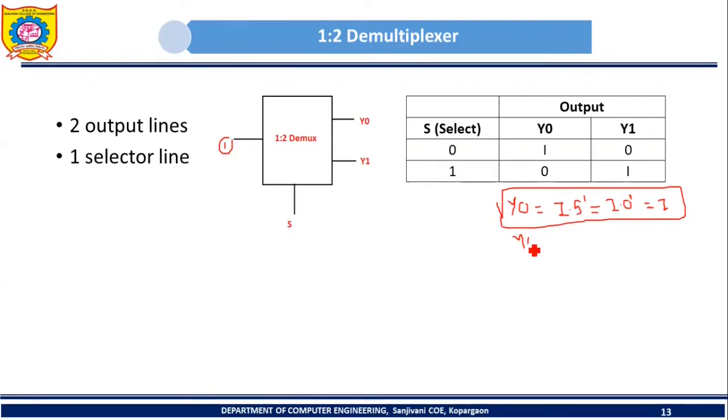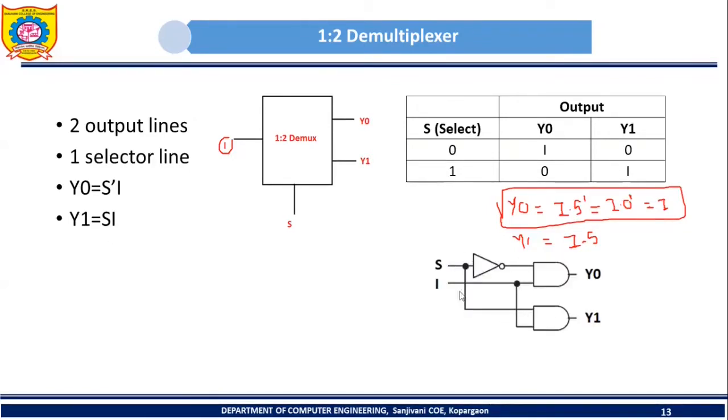Similarly, can we obtain an expression for y1? Yes, y1 is equal to I when S is 1, so I will take the AND operation directly with S, I into S. The same expressions are written here: y0 is equal to S prime into I, and y1 is equal to I into S, or S into I. Then this is the logic diagram for the 1:2 demultiplexer, obtained from this logical expression.